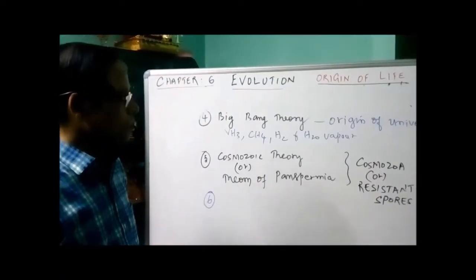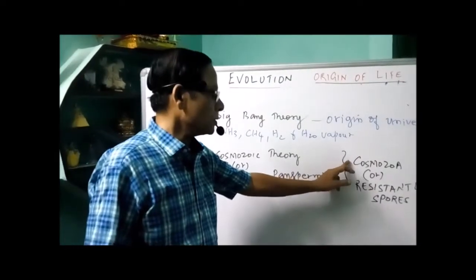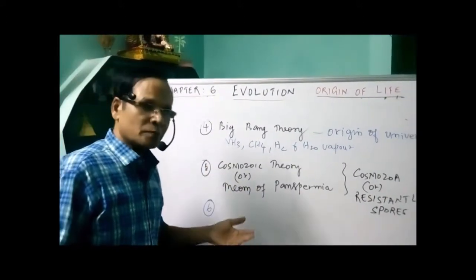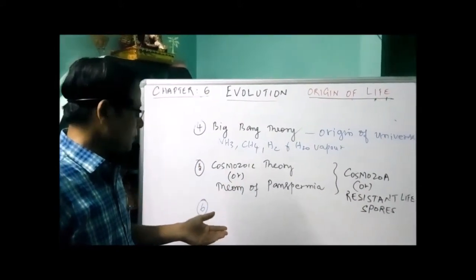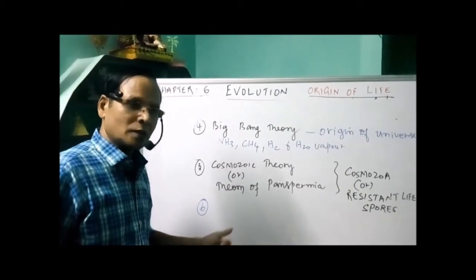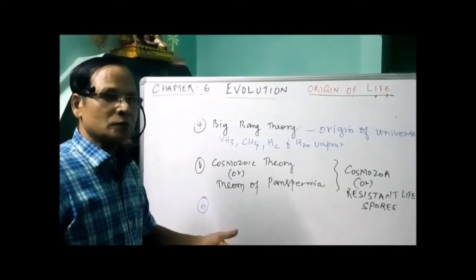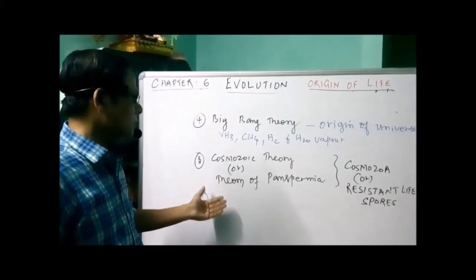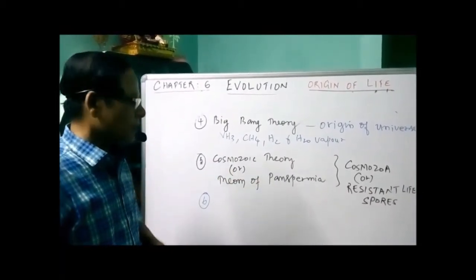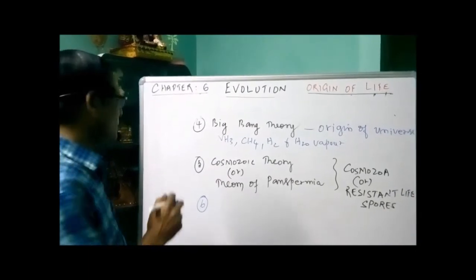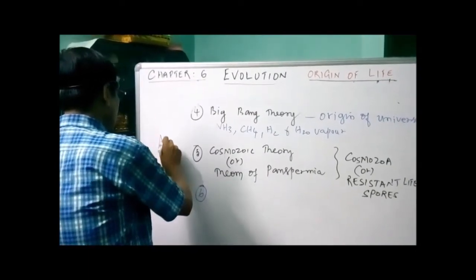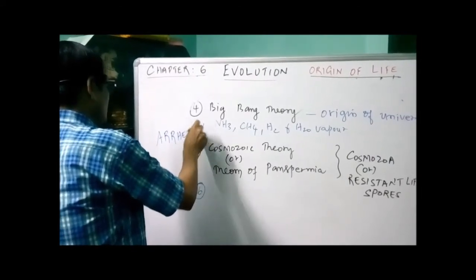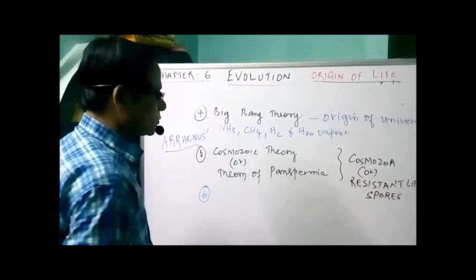These spores are called cosmozoa or resistance life spores. So they came from some other planets in the universe and were brought to this earth, and they developed into the first life. That's about the cosmozoic theory. It is also called the theory of panspermia. The concept was given by a person named Arrhenius.